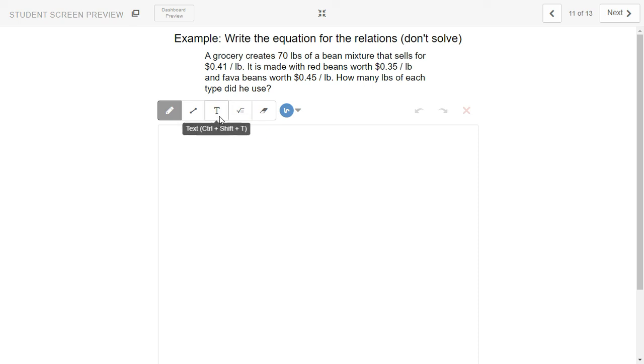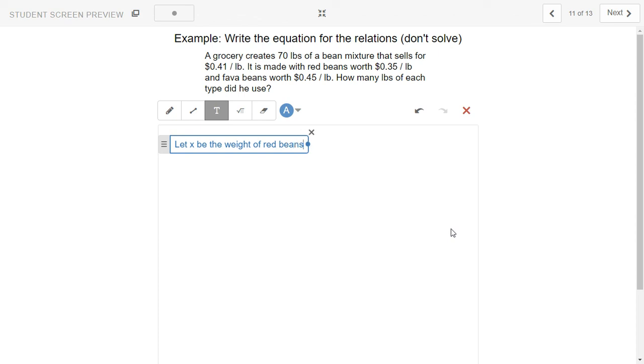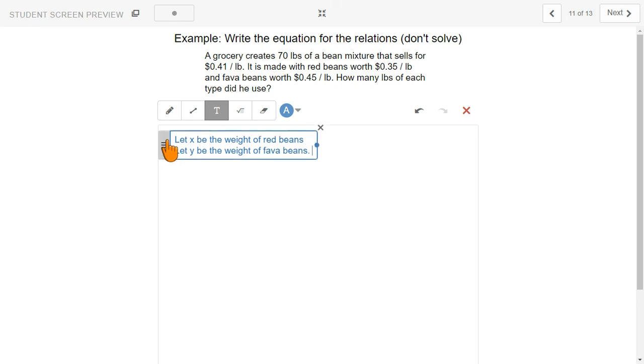Now we know that there are two types of beans, and that's what we're interested in finding out. So let's create our let statement. Let x be the weight of red beans. Let y be the weight of fava beans. We've got our let statement, so let's create the two equations.